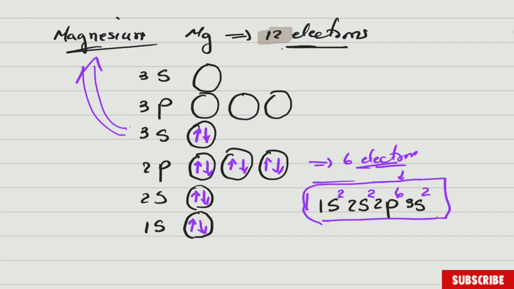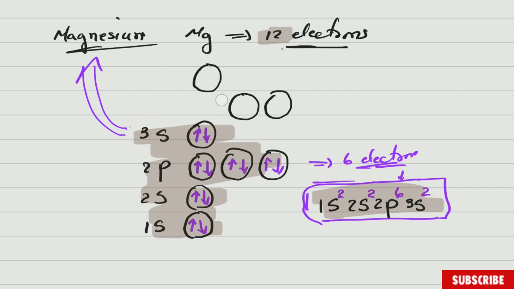This is how we do it, guys. That is all we do. Now, in this case, you don't need to have the empty spaces, so you can stop right there. For example, that is the electron configuration for magnesium.